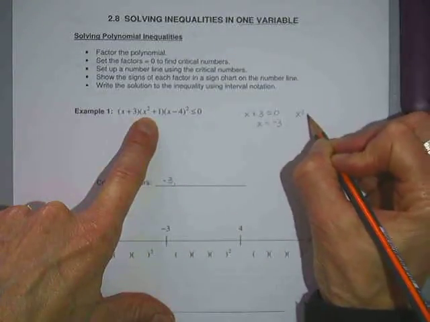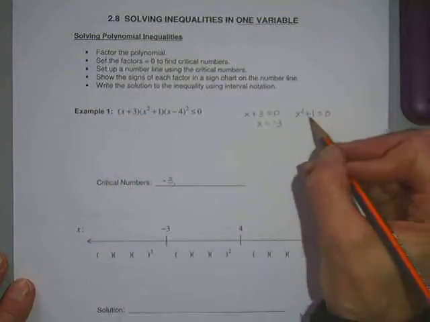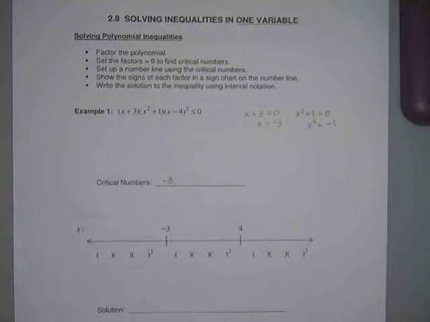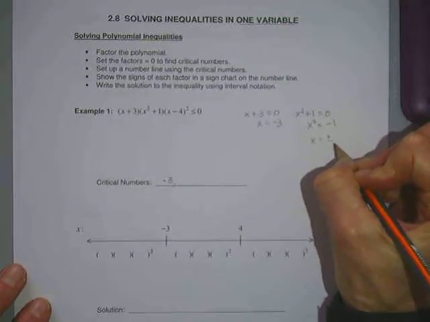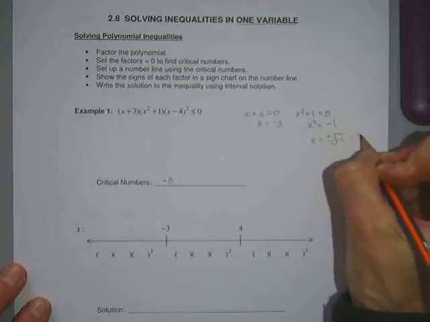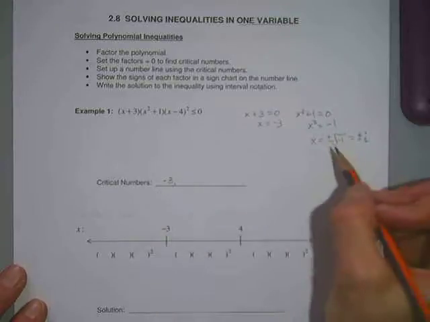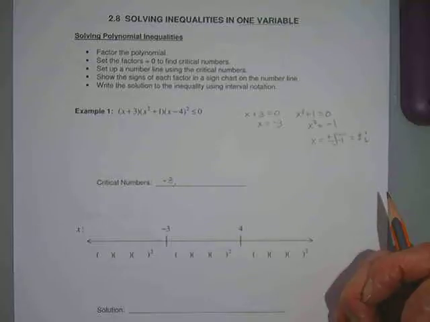We set the next one, x squared plus 1, equal to 0. Okay, let's subtract 1 first. What do we get when I take the square root of -1? I. We do. We get that imaginary i. Okay, so this is going to say plus or minus the square root of -1, basically plus or minus i. Because it's imaginary, we're not listing it as a critical number. So it gets saved over there and we don't worry about it.